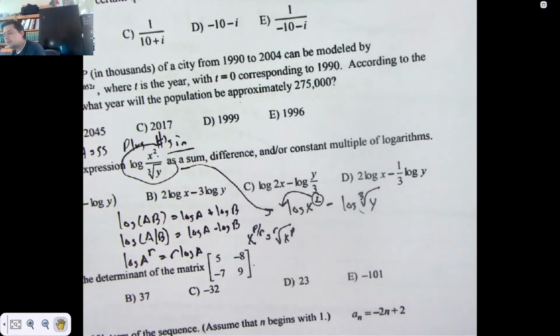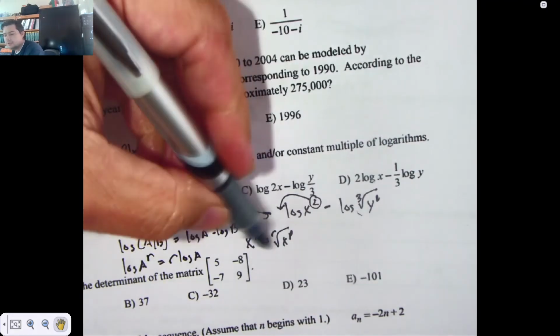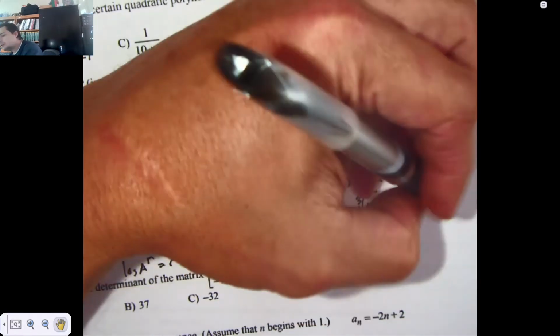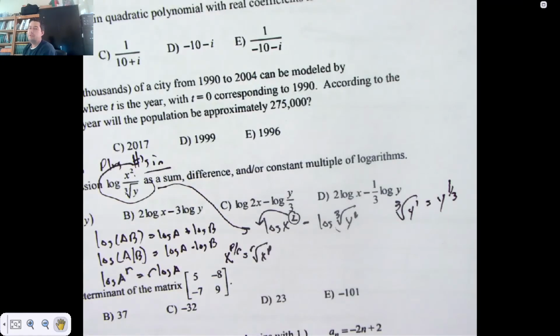So I'm going to give you one last hint. This y has an understood 1. Using this rule right here, read right to left, the cubic root of y to the first is equivalent to y to the 1/3. And I have given you every hint you need to be able to answer number 19.